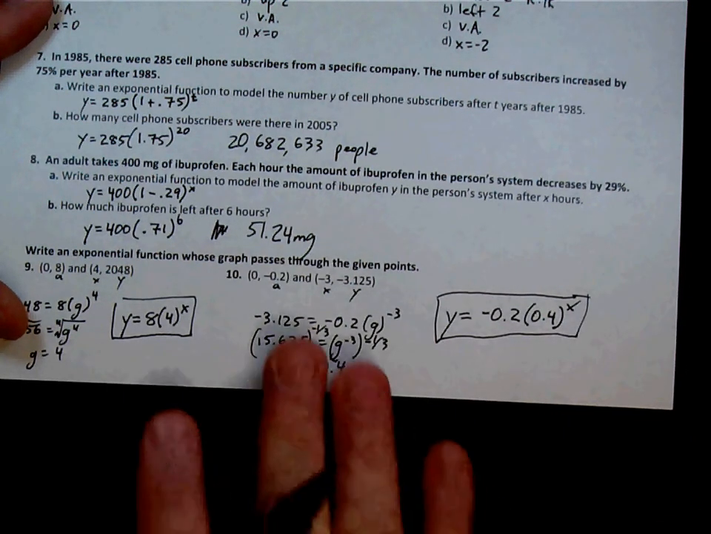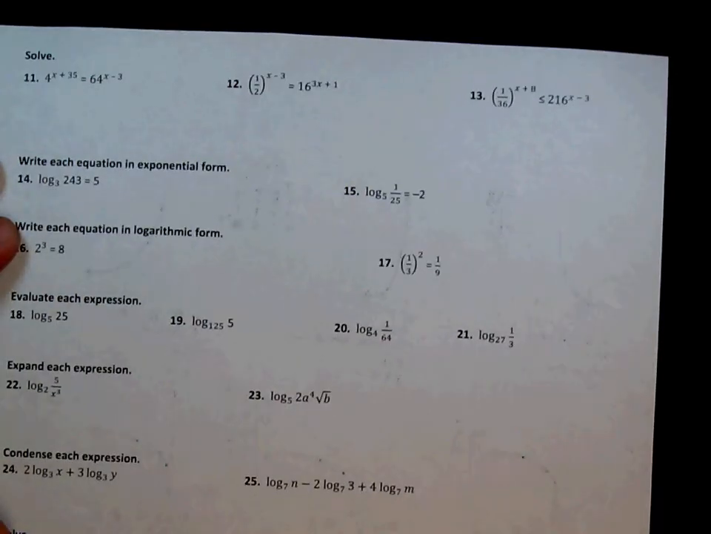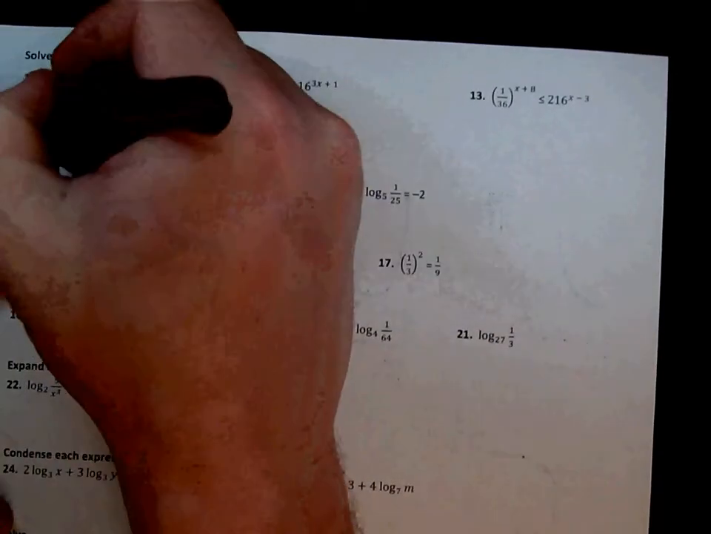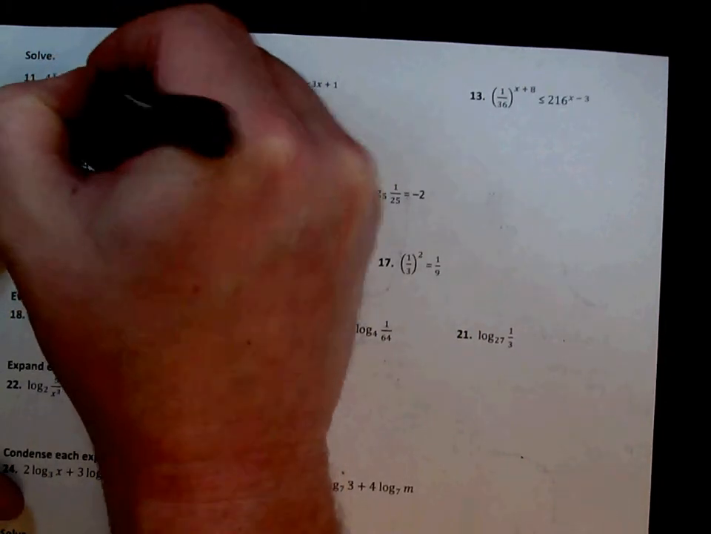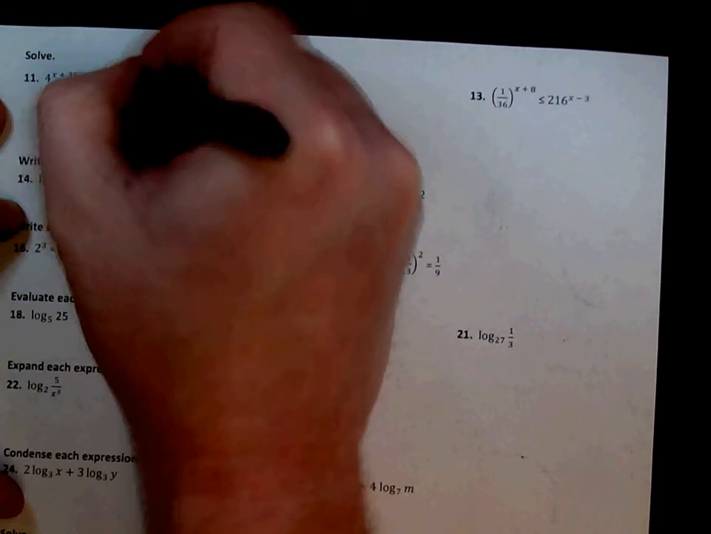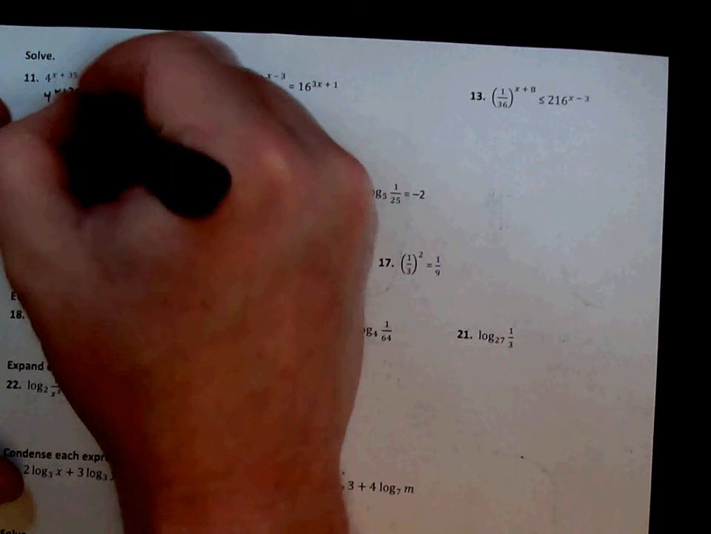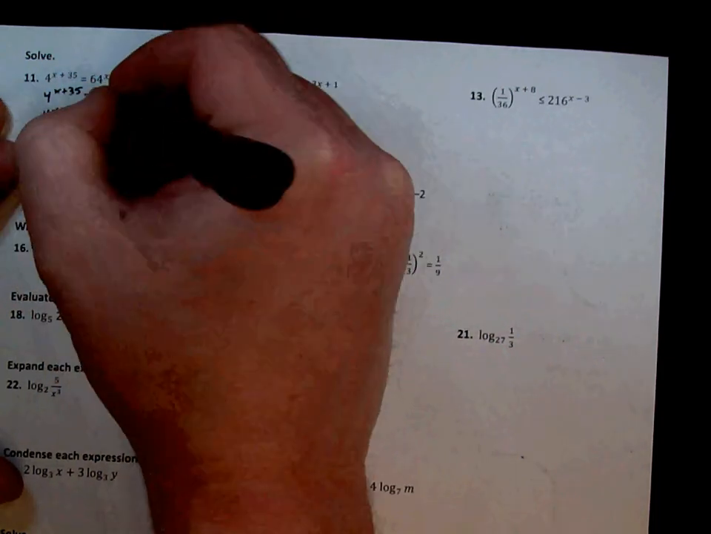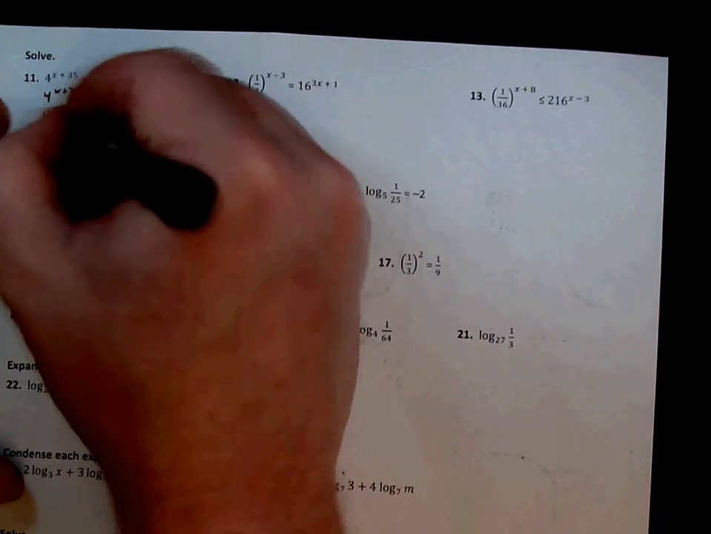All right, let's take a look at the back page. 64 is a power of 4, so I'm going to write them both as powers of the same base. It's 4 to the third. Distribute. So 4 to the 3x minus 9. Exponents can be equal to each other.